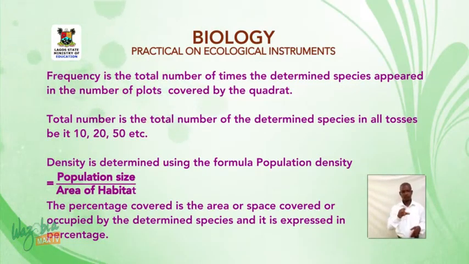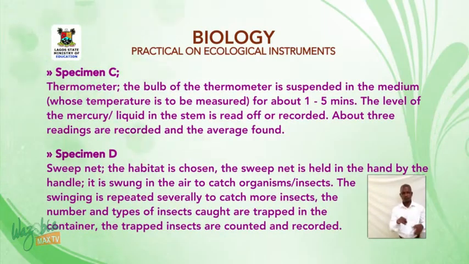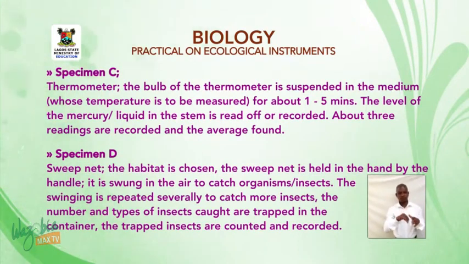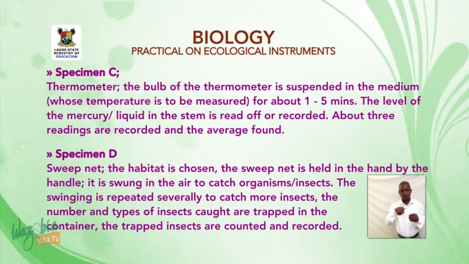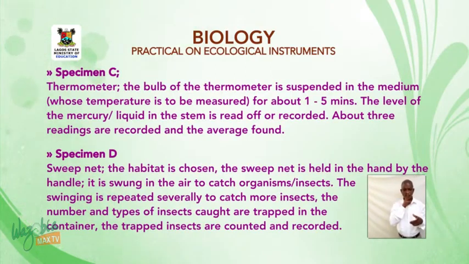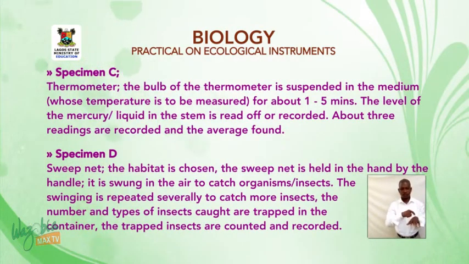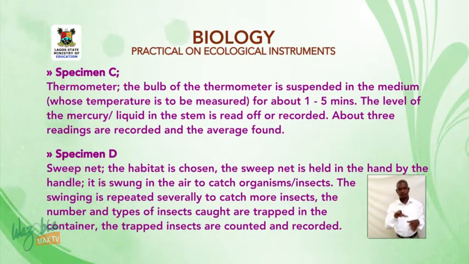The percentage covered is the area or space covered or occupied by the determined species, and it is expressed in percentage. Specimen C, thermometer. The bulb of the thermometer is suspended in the medium whose temperature is to be measured for about 1 to 5 minutes. The level of the mercury or liquid in the stem is read off or recorded. About 3 readings are recorded and the average found.